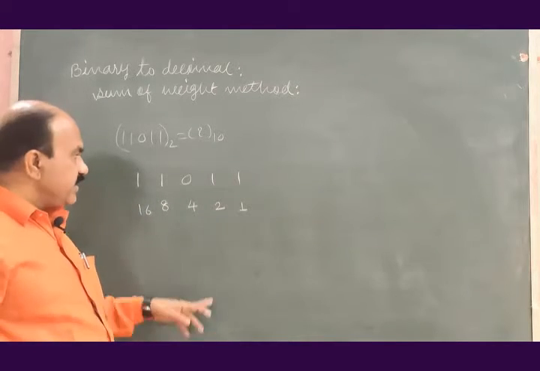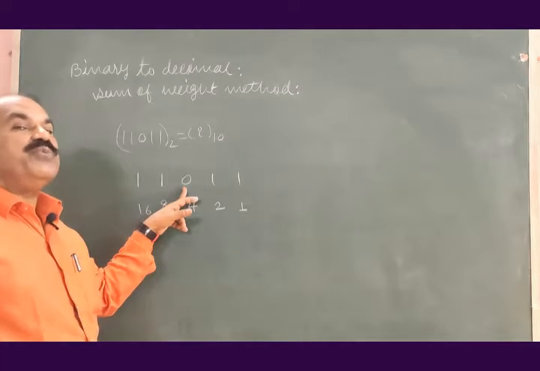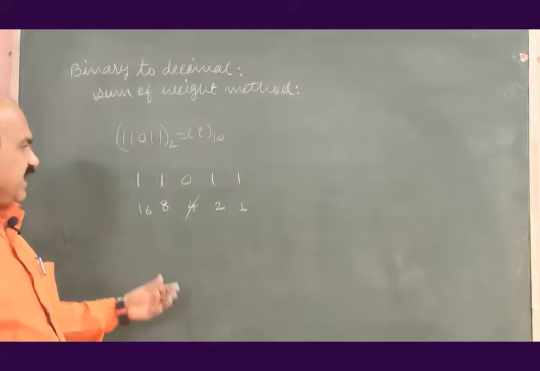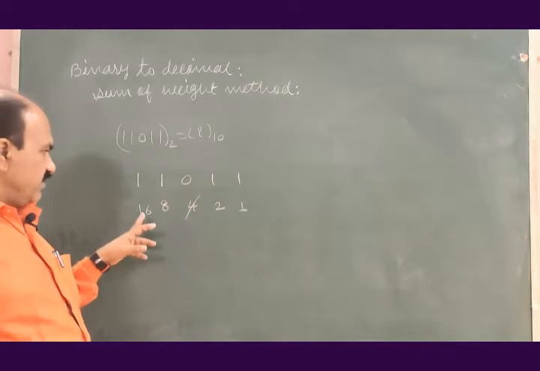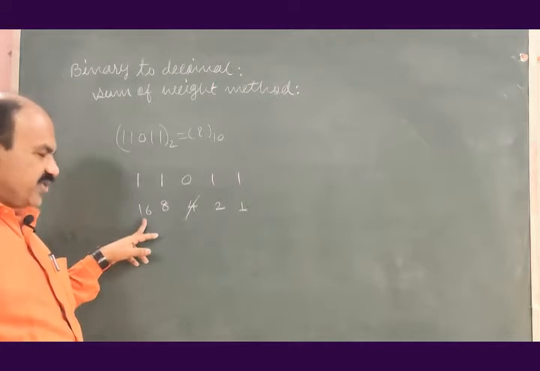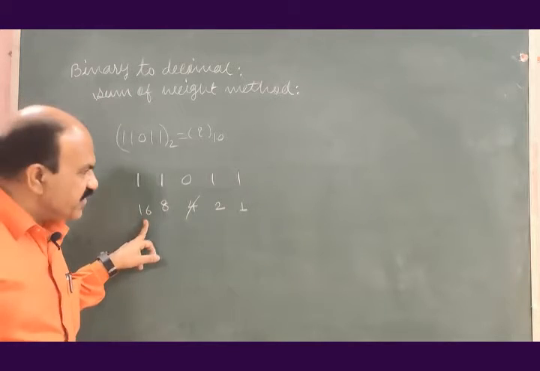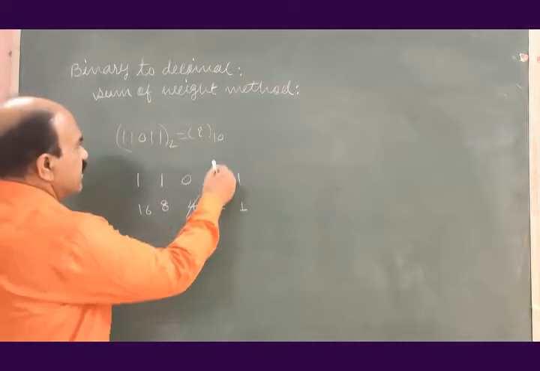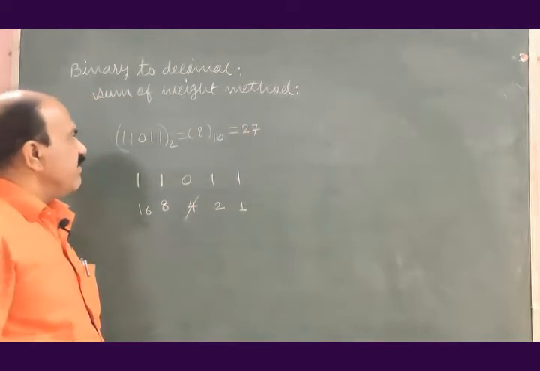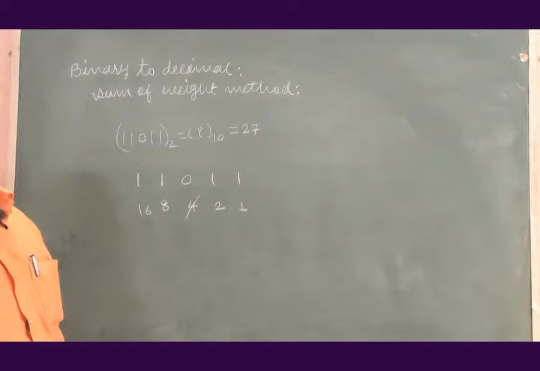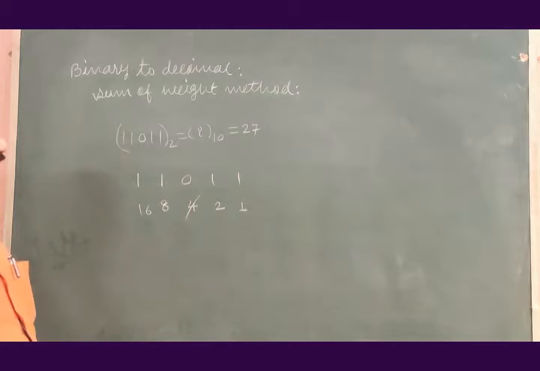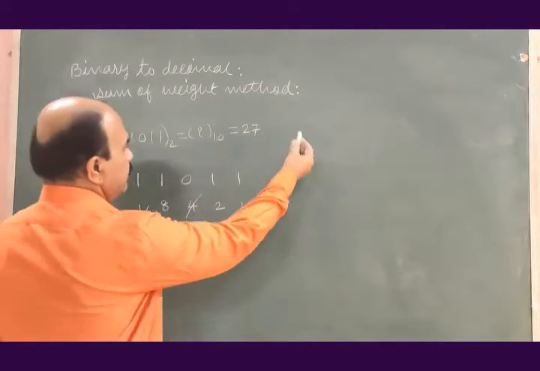Cancel the weight corresponding to 0 bit. 0 bit is here. Cancel this weight. Add these together. 8 plus 2, 10, 10 plus 16, 26 plus 1, 27. This is corresponding to 27 in decimal. It's so simple. Let us go for some other example.